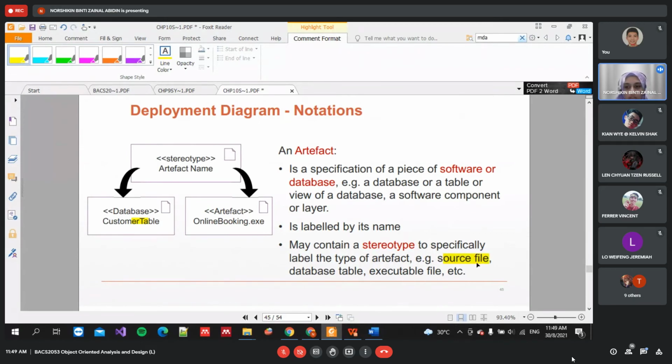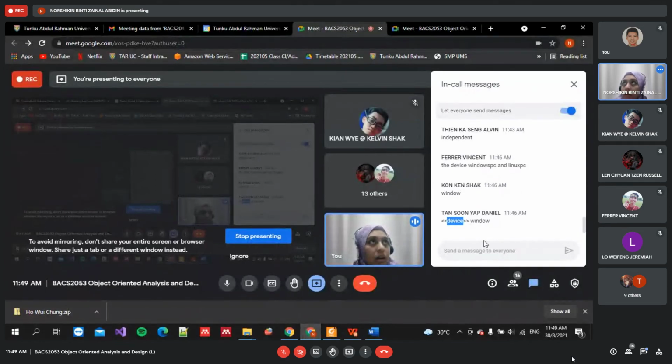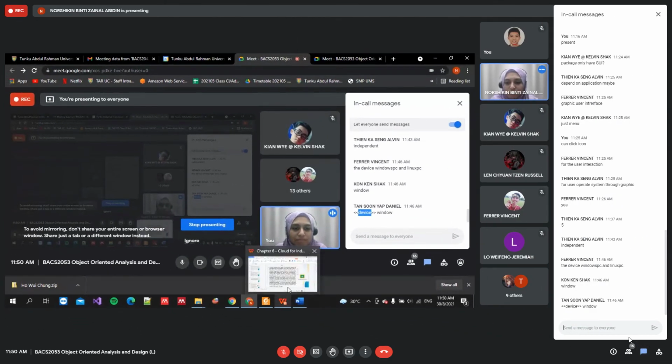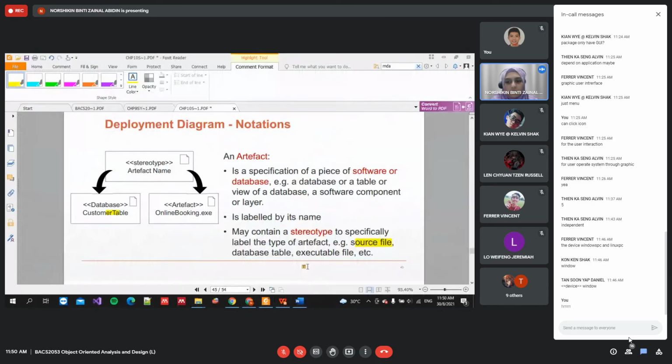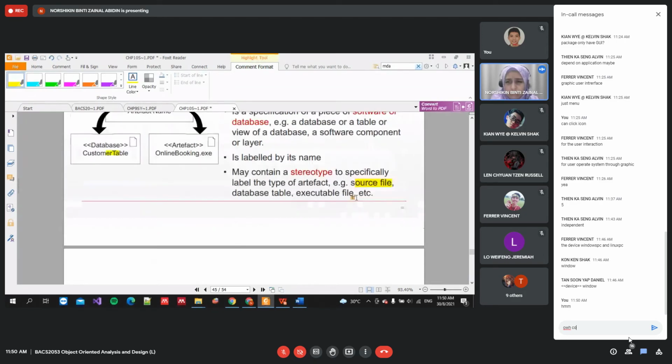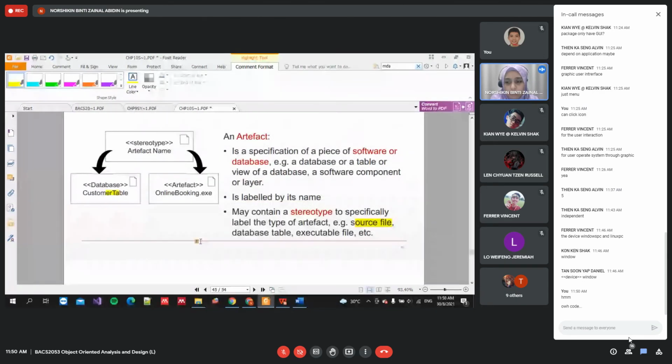So here, what is a source file? Student, what is a source file? Noel, what is a source file? Source file is actually, okay, there are two terms, source file and object file. Source file is the code. Object file is the product of our source file. A source file is, for example, your code. So it can be specific on this one. So this one is the artifact.